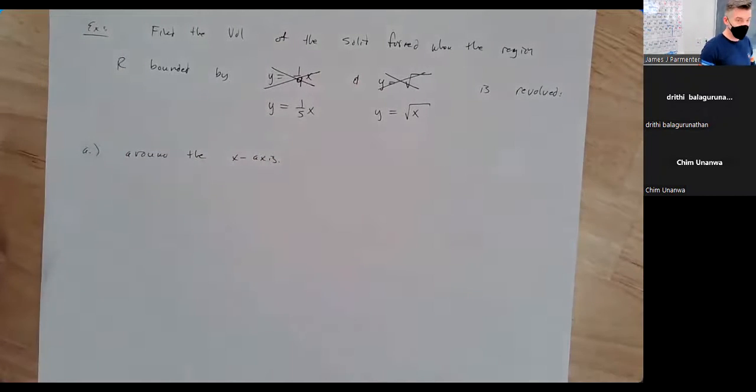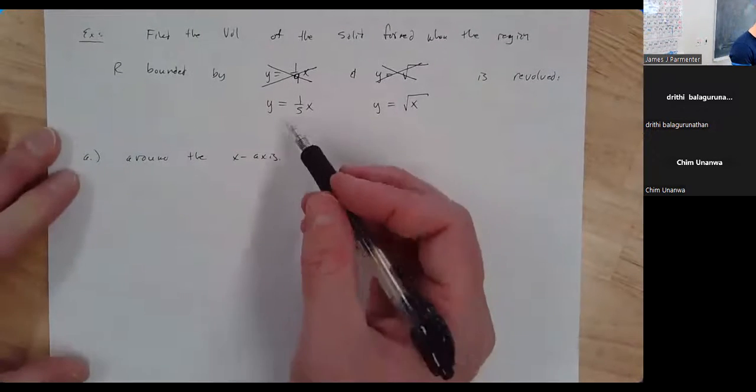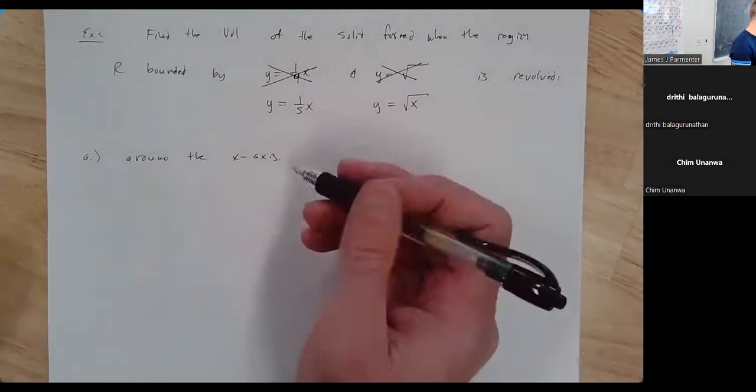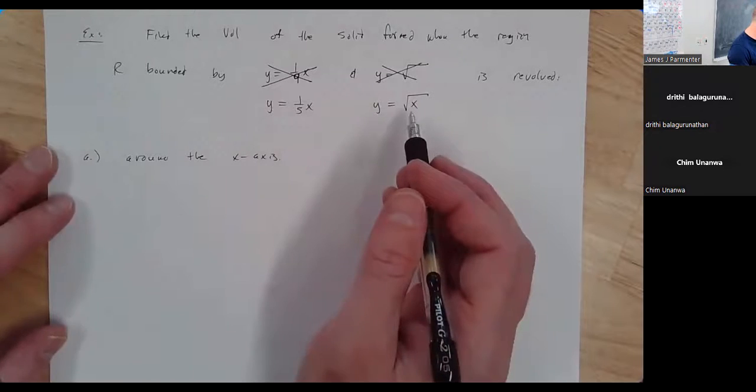So I'll point out, usually it isn't required that we draw the region, but it's often helpful. So let's think about what this looks like. I know what y equals 1/5 x looks like. It's a straight line that goes through the origin. Square root of x is the usual shape, and these are going to intersect somewhere.